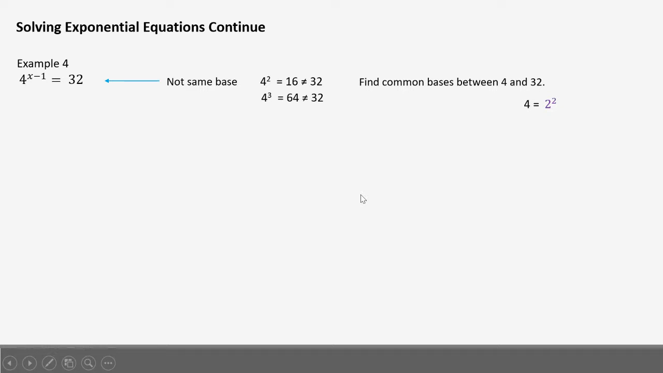So 4 is 2 squared, and 32 is 2 to the 5th power. Okay. So now I'm going to rewrite these with the same base, with the base being 2. So 4 is 2 squared, and 32 is 2 to the 5th power.